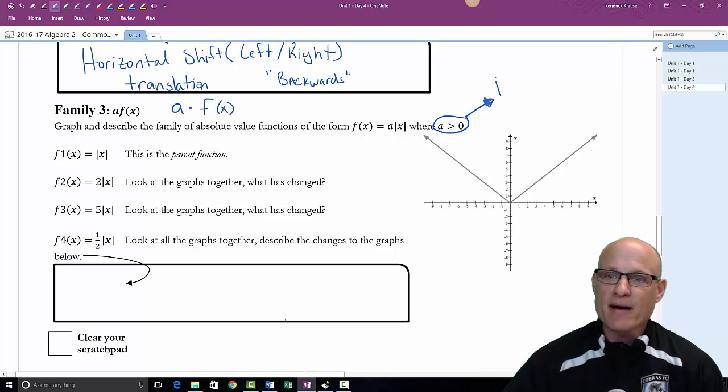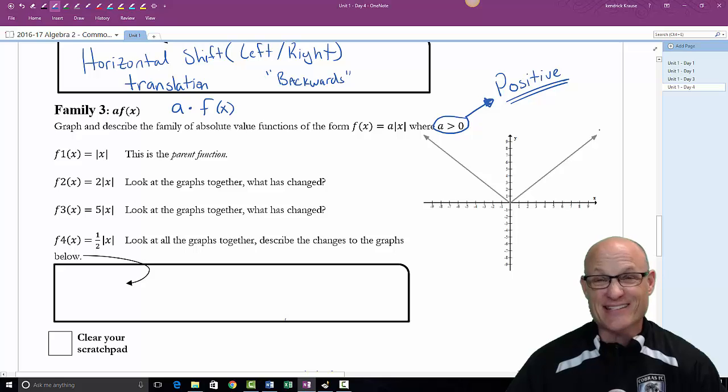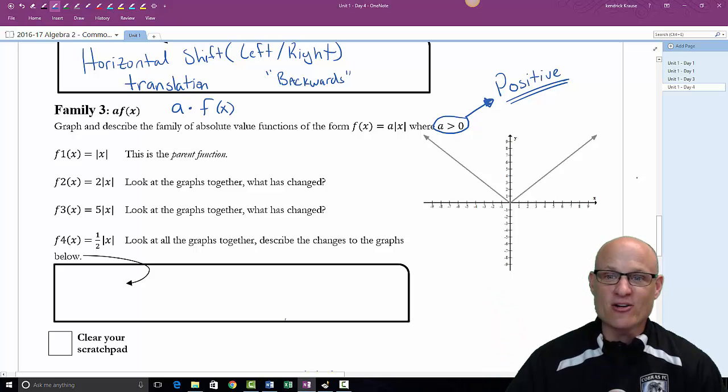This means positive. It doesn't mean greater than 0. It means positive. And when you're taking your SATs, remember that. They don't care that you know it's greater than 0. They want you to say positive. So when I see A is greater than 0, I'd say, oh, positive. Okay, that works. So again, we're going to go back to the parent function.